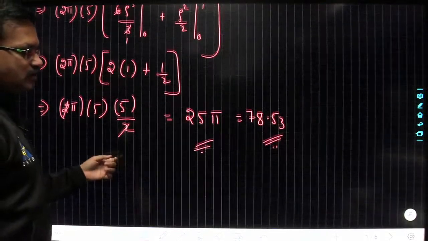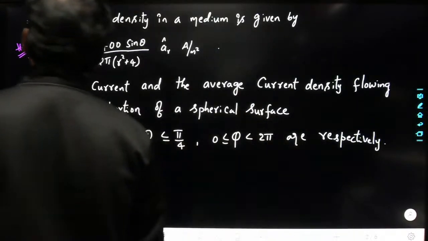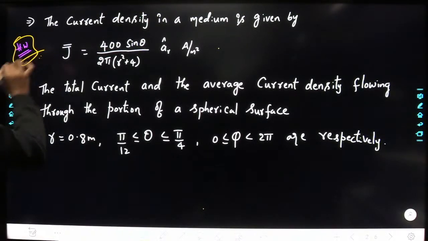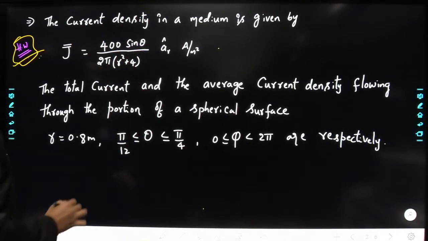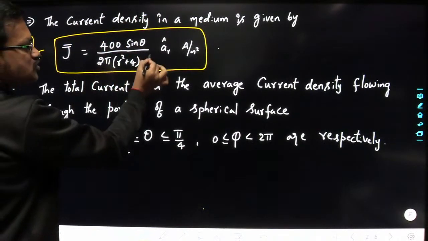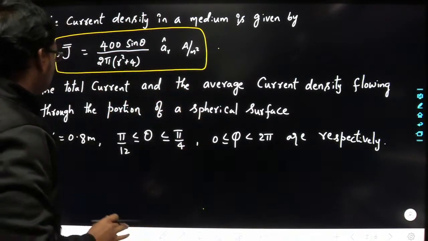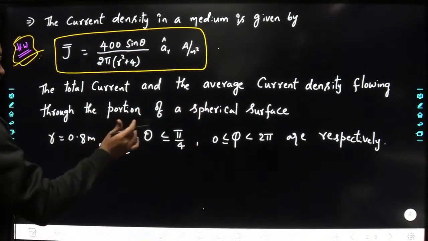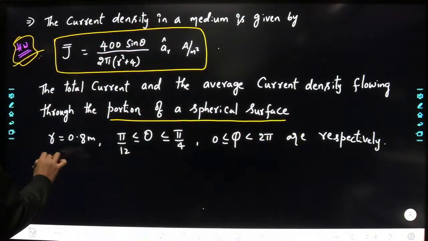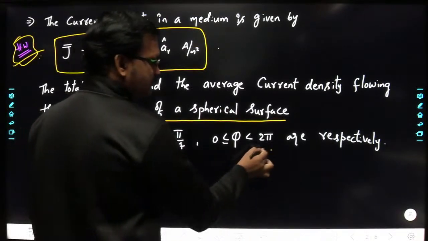So you are going to get 25 pi. Next question here. This question I have given as homework. Here the current density in a medium is given by J bar equal to 400 sin theta by 2 pi into r square plus 4, a_r cap ampere per meter square. The total current and the average current density flowing through the portion of the spherical surface are equal to what? The portion of the spherical surface is defined by r equal to 0.8, and theta is varying from pi by 12 to pi by 4, and phi is varying from 0 to 2 pi.